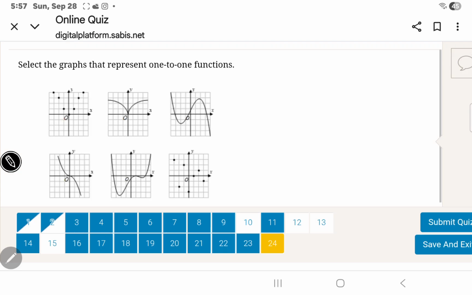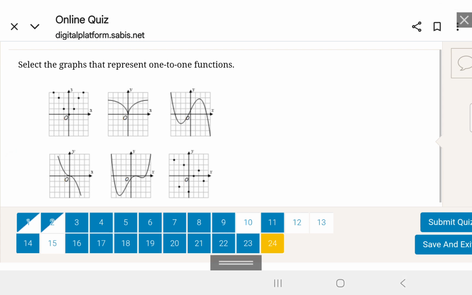Last one, number 24. Select the graph that represents a one-to-one function. For a function to be one-to-one, it should pass the horizontal line test. So let's see which one will pass the horizontal line test. This, whenever you draw a horizontal line, it cuts it once. So this is one-to-one. And here, whenever you draw a horizontal line, it cuts it once.